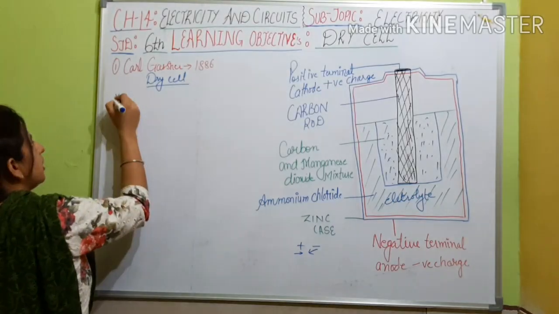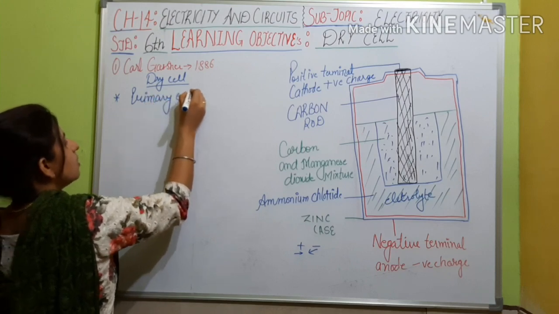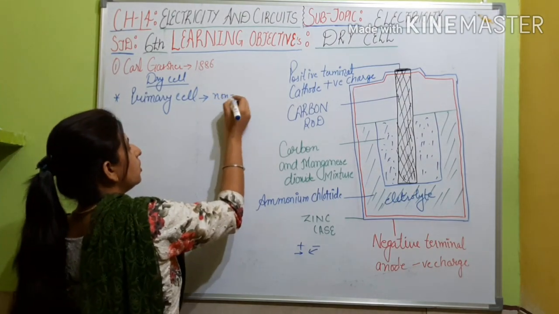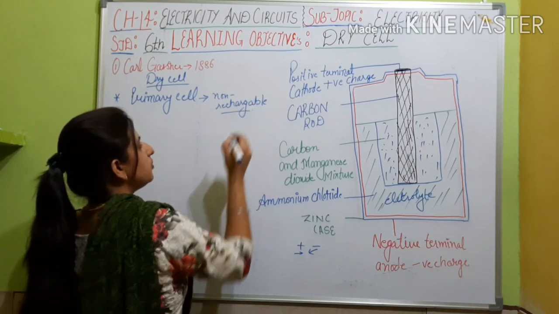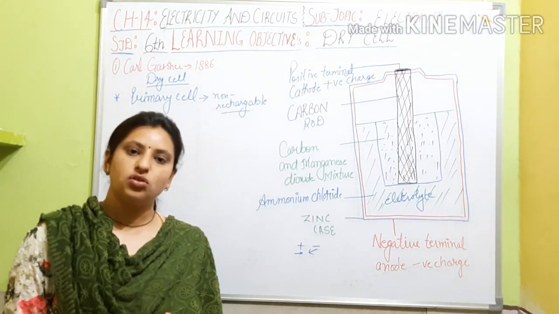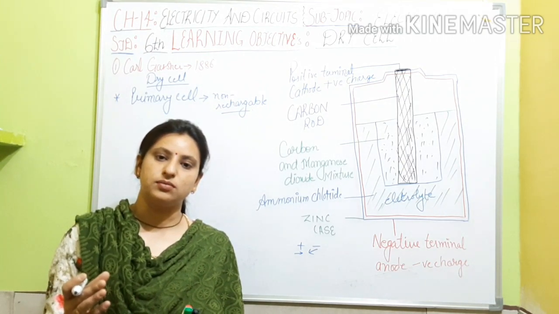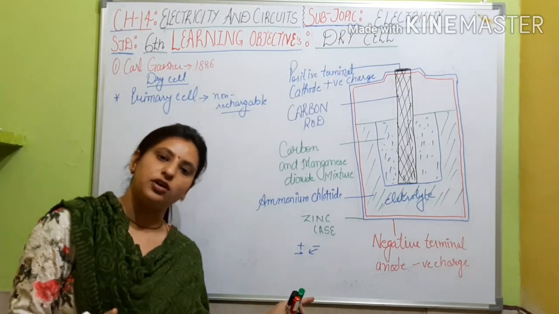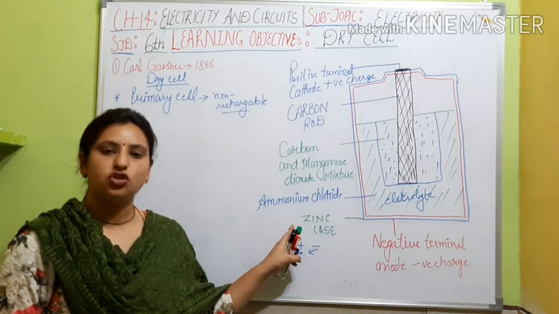The second main property is that this is a primary cell. Primary cell means it is non-rechargeable. Non-rechargeable means once the chemical is used, we can't recharge it again. You may say, ma'am, there are certain adapters with which we can recharge this cell. You can do it, but only a very few times. After that it gets exhausted and should not be usable again.